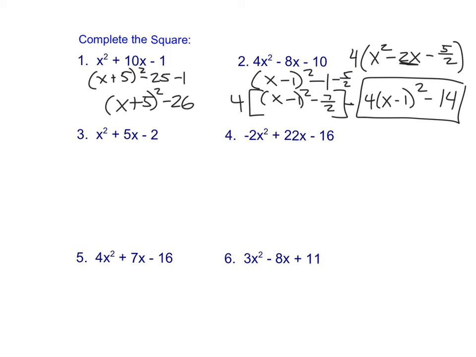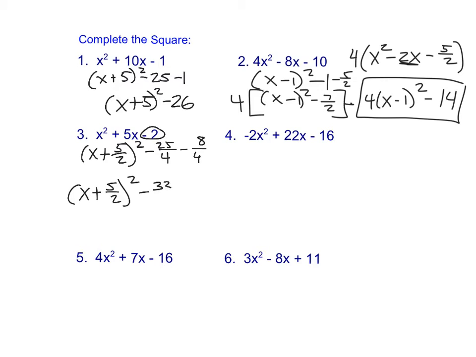All right, got some fractions now. So x plus half of 5, 5 over 2 squared, minus square the 5 over 2, you get 25 over 4. And then I'm going to write 2 with a common denominator of 4, 8 over 4. So my answer is x plus 5 over 2 squared minus 33 over 4.